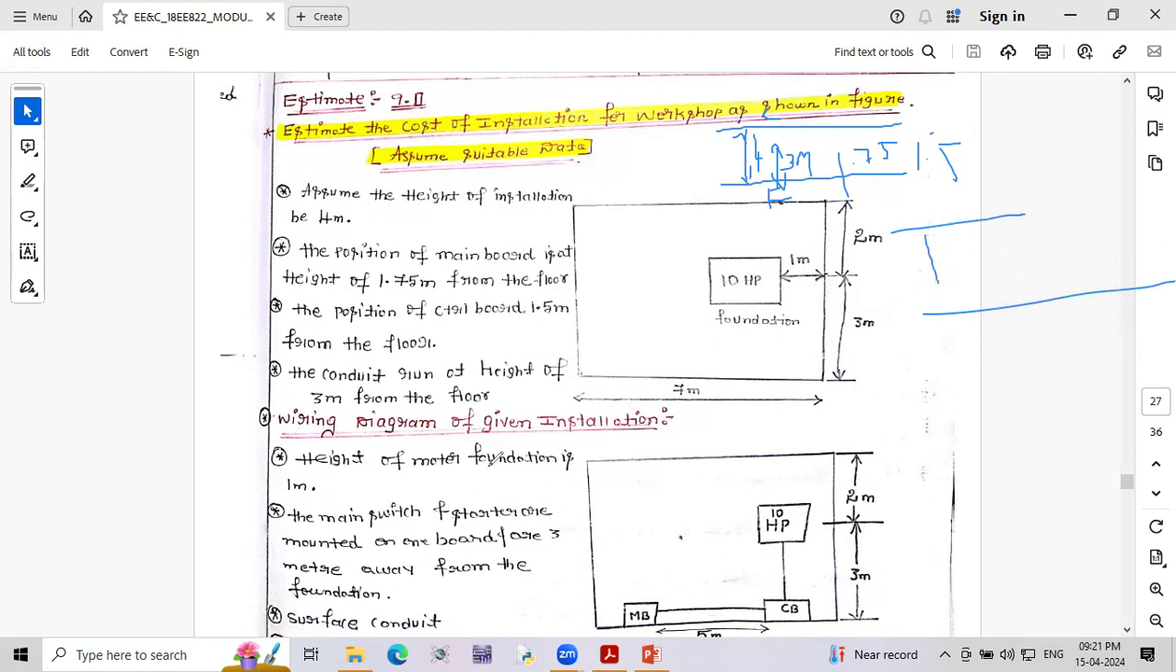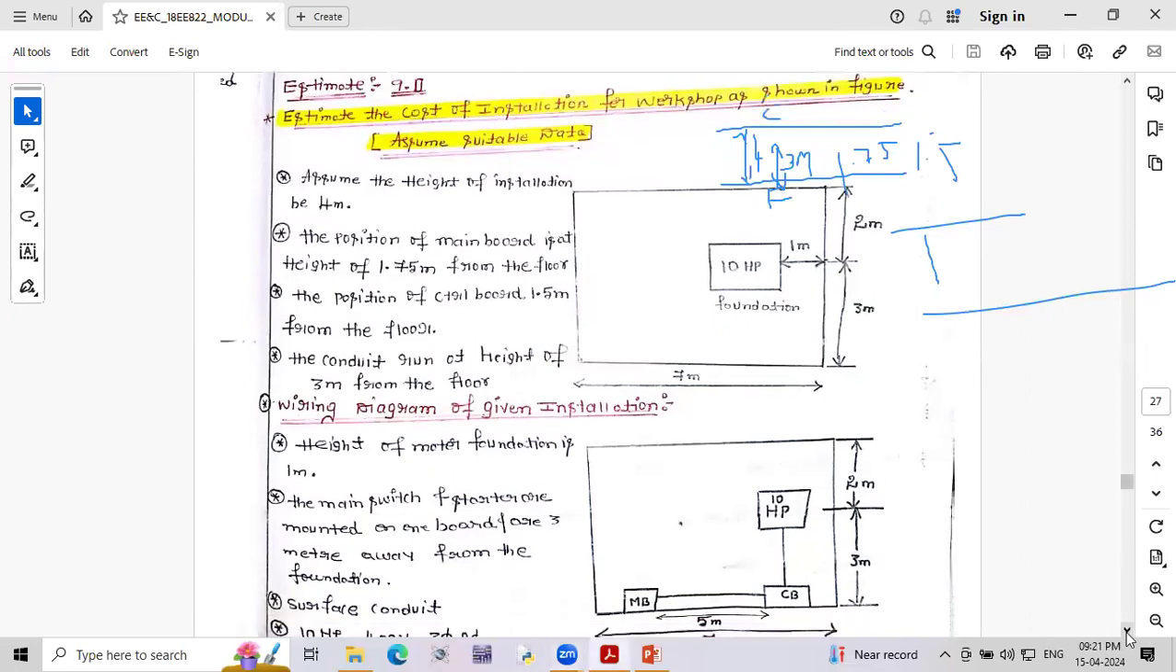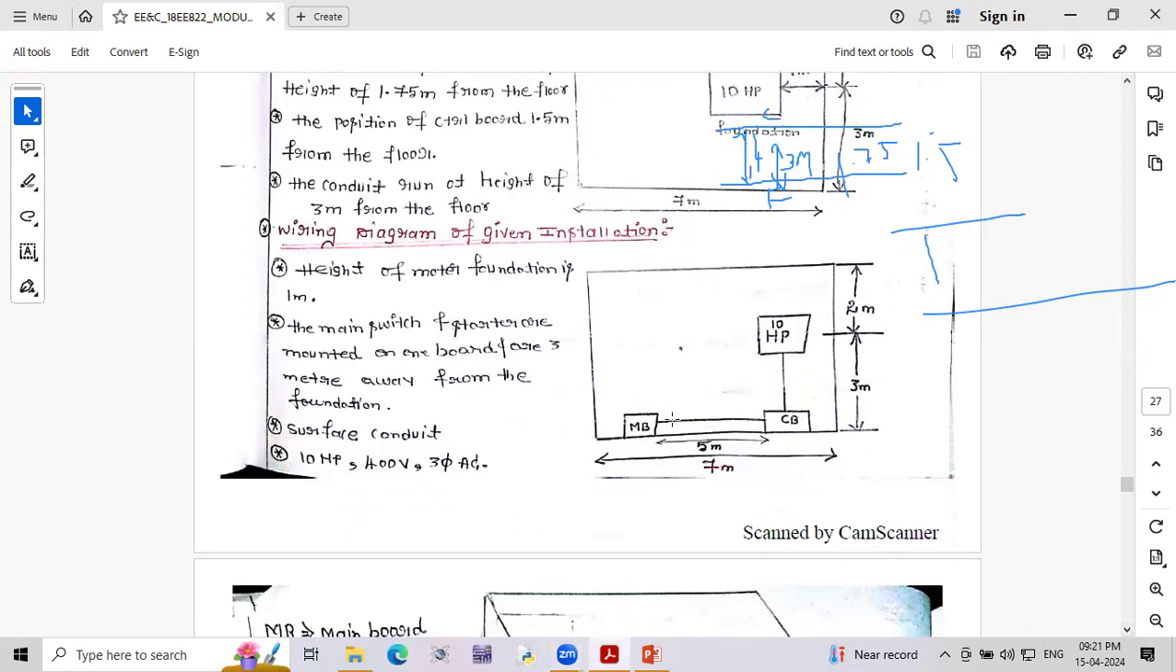Next, the wiring diagram of the given installation. How do we write this wiring diagram? It is very simple: from the meter board to the control board, and then to the motor foundation. This is the wiring diagram. I will show the in-depth wiring diagram later. Before that, the height of the motor foundation is 1 meter. We need to provide 1 meter height for the motor foundation.